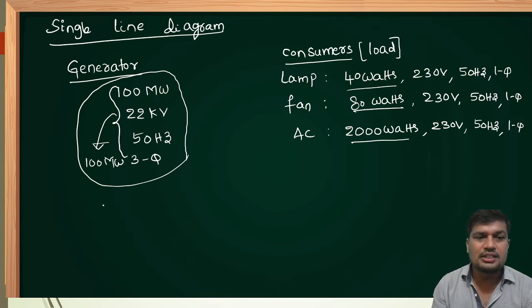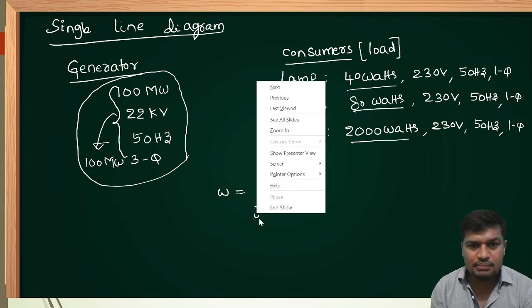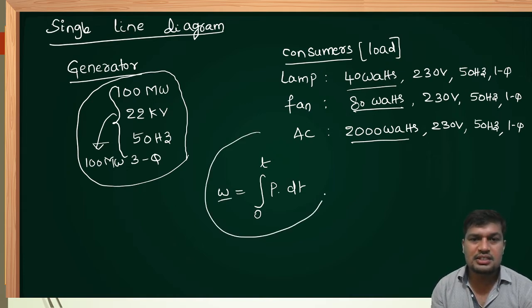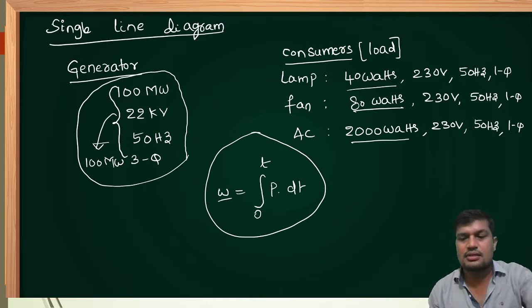Now what is my point is, the amount of power over a period of time is calculated as energy. Mathematically, energy is represented by W, which is the integration of P dt. It is calculated over a period of time, from 0 to a certain time t, where P is nothing but power and W is nothing but energy. Over a period of time, the amount of power is calculated as energy. I think you studied this in networks.